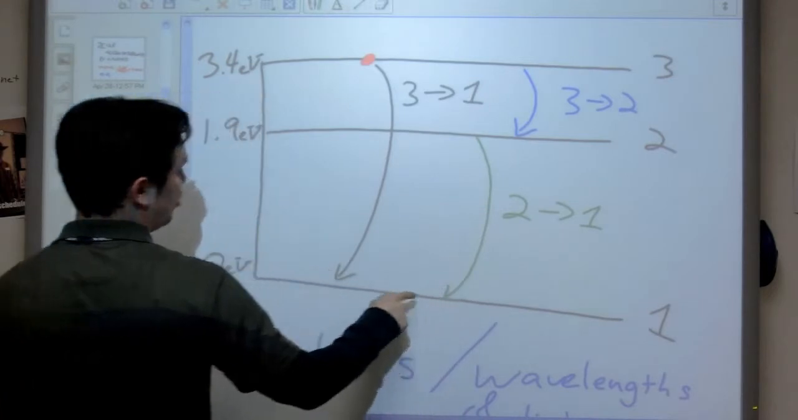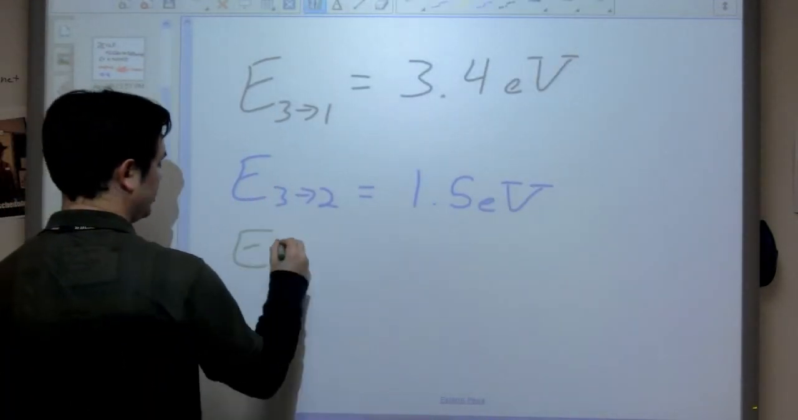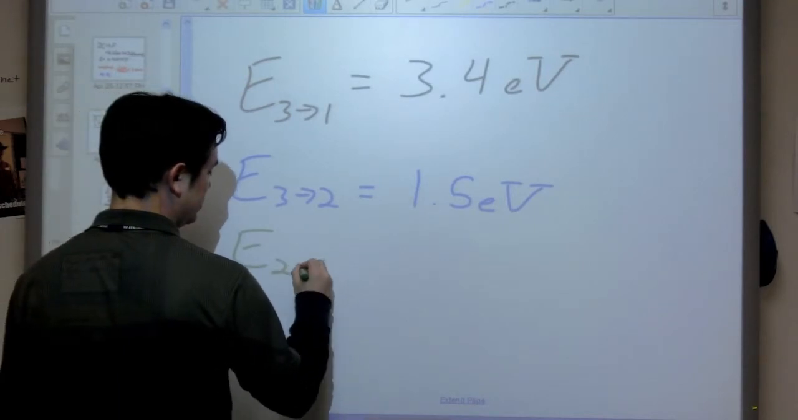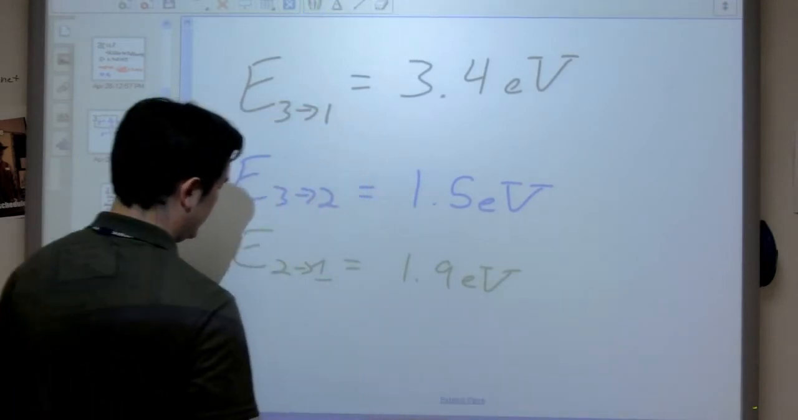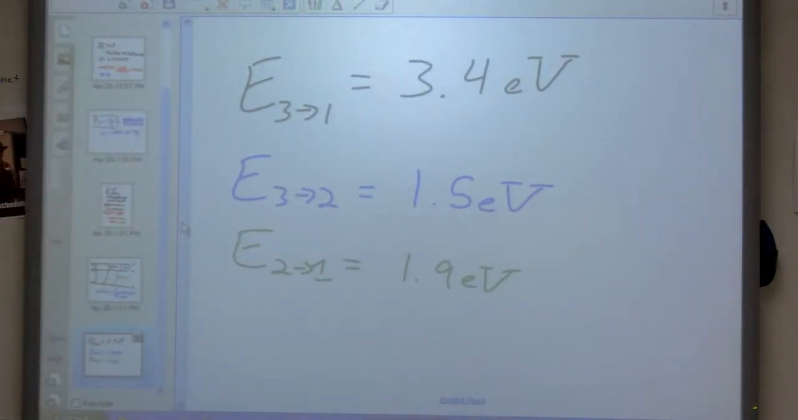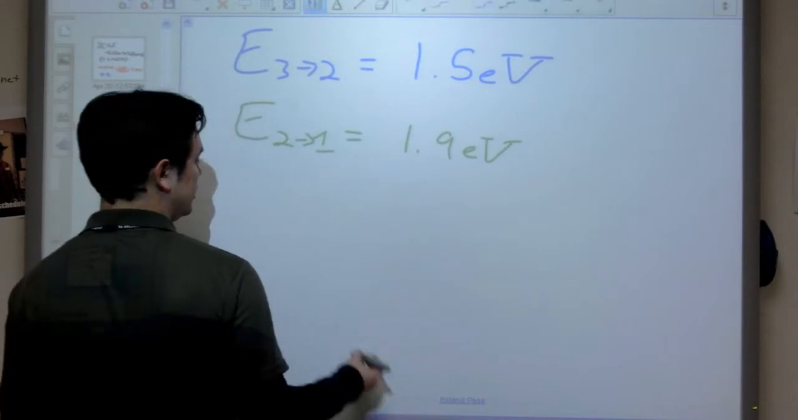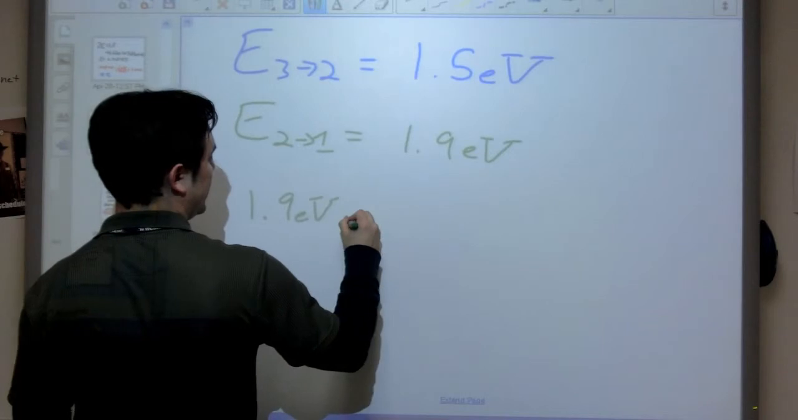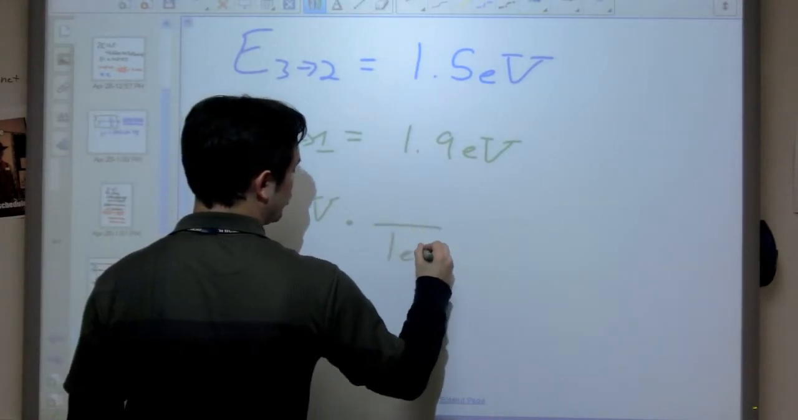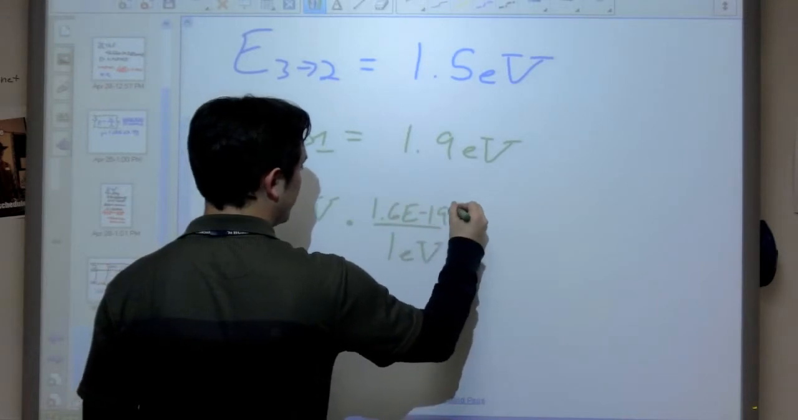And then finally, we go from 1.9 down to 0, and we lose 1.9 electron volts. 2 to 1 equals 1.9 electron volts. Now, we're used to dealing with energies in terms of joules, so we're going to go ahead and convert those. We do that by taking, let's start with our 1.9, 1.9 electron volts times 1 electron volt equals 1.6 times 10 to the negative 19th joules.